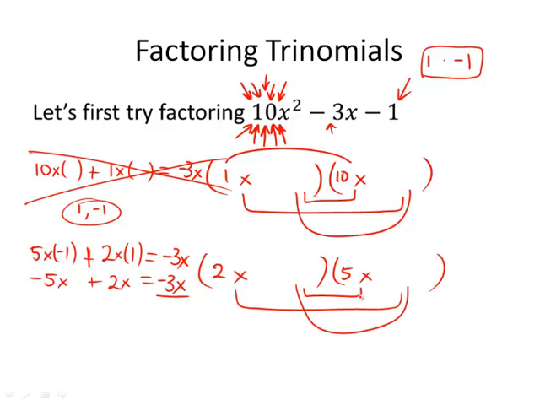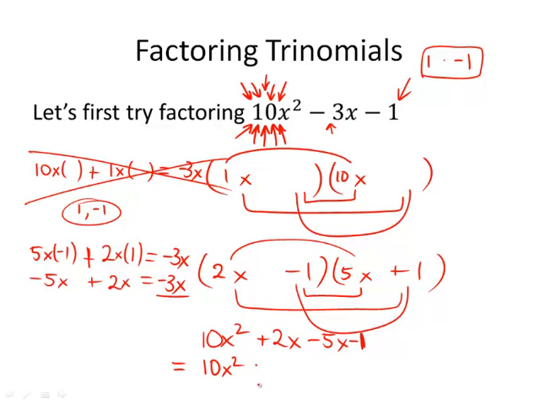So here, the 5x needs to be in a multiplication statement with a negative 1, and the 2x needs to be multiplied by a positive 1. Let's just double check this. 2x times 5x is 10x squared, 2x times 1 is positive 2x, negative 1 times 5x is negative 5x, and negative 1 times positive 1 is negative 1. Does this give us the original back again, the expanded form? 10x squared plus 2 minus 5 is minus 3x minus 1.